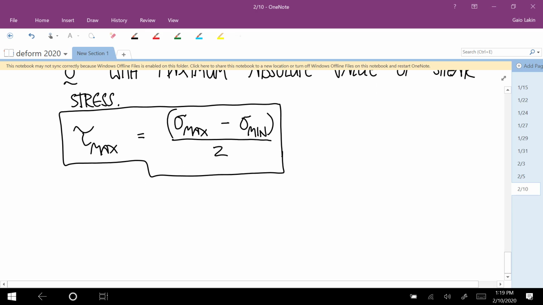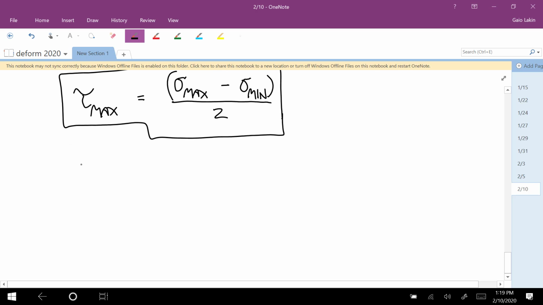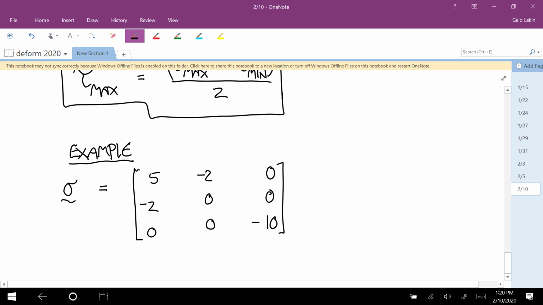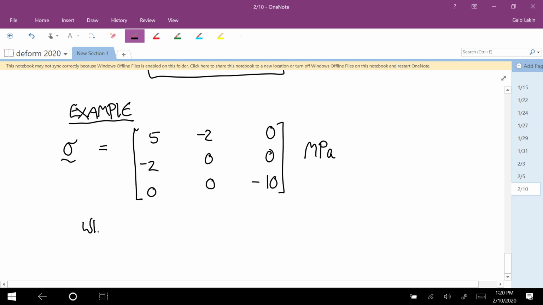Okay, so let's do an example. We'll do it with a calculator, and we'll also do it by hand to see how it works. So let's say we have this stress tensor: -5, -2, 0; -2, 0, 0; 0, 0, -10 in megapascals. And we want to know sigma max, sigma min, and tau max.